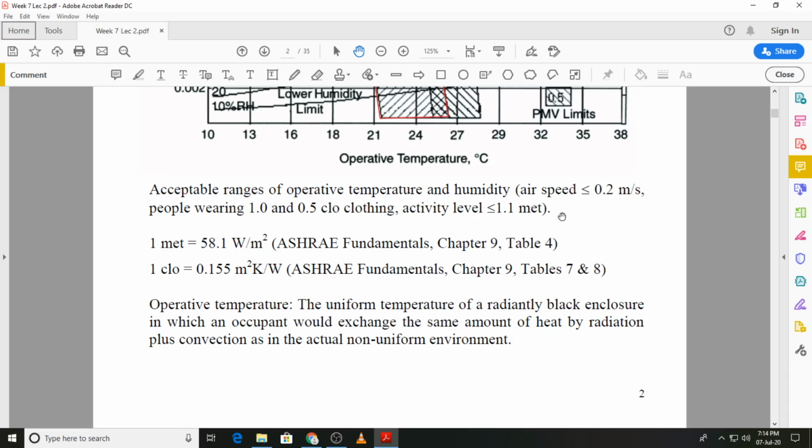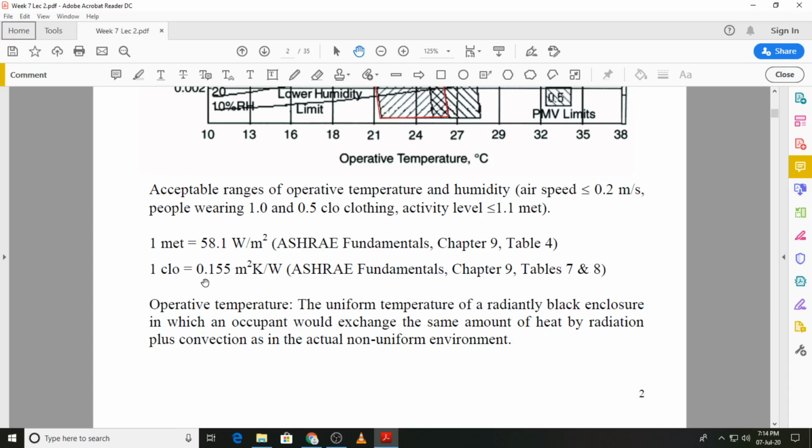to the metabolic activity. So you can convert a MET into units of watt per meter square, and those units are given over here. A MET is 58 watt per meter square, and similarly, as I said, 1 clo can be converted into units of thermal resistance. 1 clo is equal to 0.155 meter square Kelvin per watt.